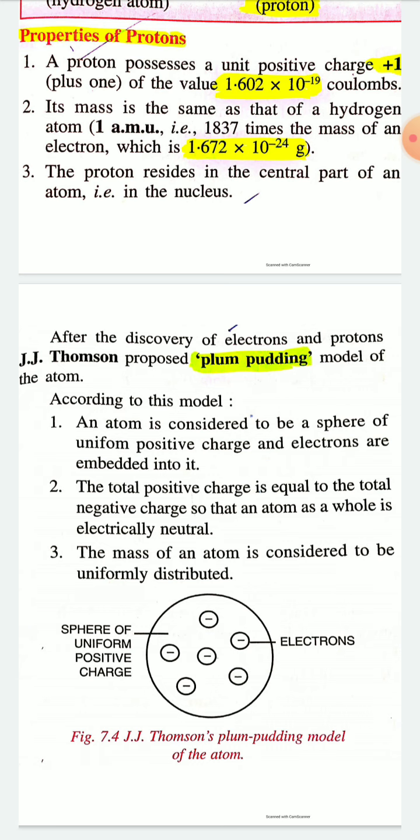But this model was rejected because the electrons are not arranged in such a manner in an atom. That's why this postulate was not accepted, and this plum pudding model, sometimes called the watermelon model, was rejected.